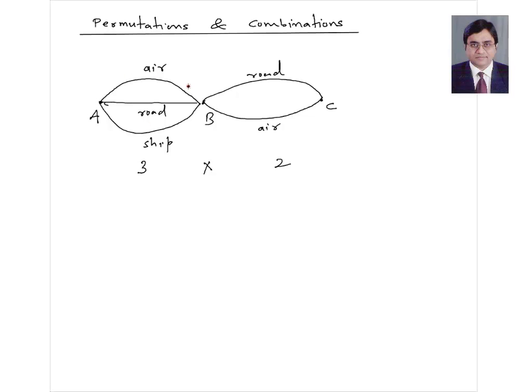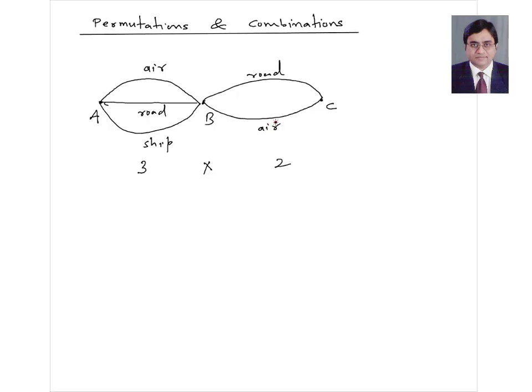Going by air is an event. Going by road is an event. You can't have both. But air, road, yes. They are independent of each other. From B to C, you can't go by road and by air, both. You will have to make a choice. When you make a choice, it is mutually exclusive.